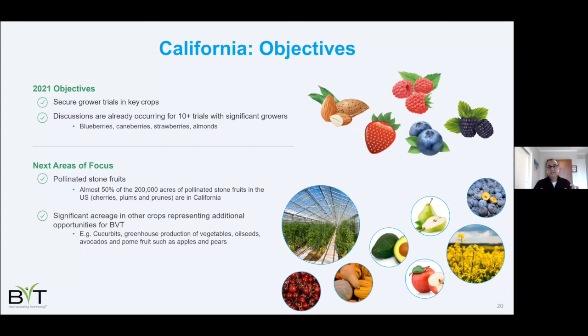Beyond berries and almonds, our next area of focus in California will be pollinated stone fruits. I talked about plums and prunes and cherries. And then further down the road, explore opportunities in greenhouse vegetable production.